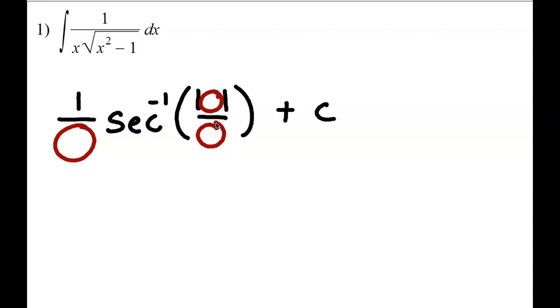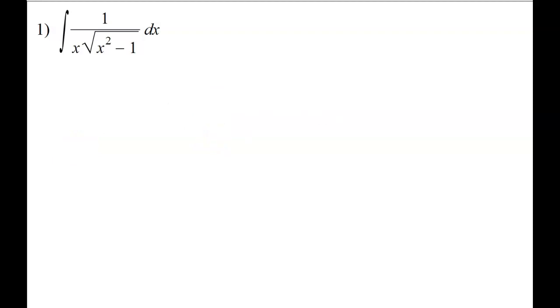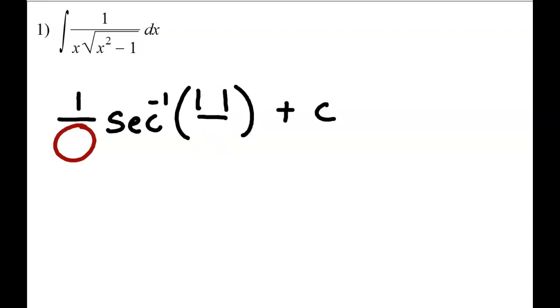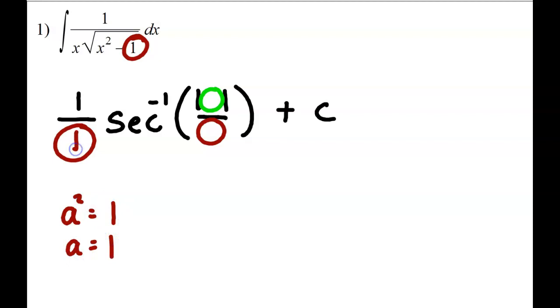Okay? Let me color code it actually. Oops, that was too much. Didn't want to undo all that. What goes here is going to be different than what goes in the other two spots. These two red spots are the square root of the number here. So that number down there is a squared. So a squared equals 1. That means that a equals 1. And that's what's going to go here, and it's also what's going to go here.